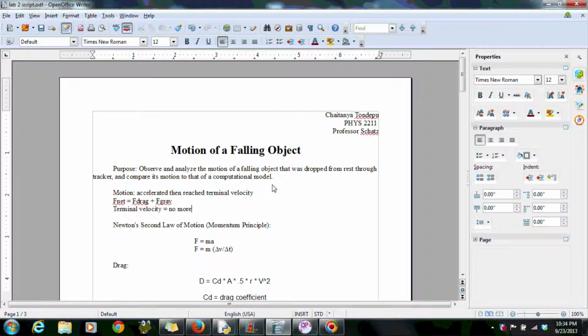This also explains how the object is not free-falling, because a free-falling object would only have the force of gravity acting upon it, never reaching terminal velocity.